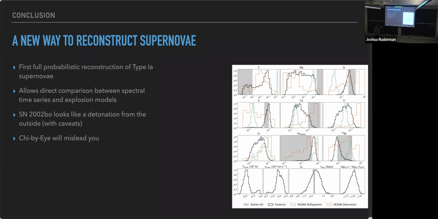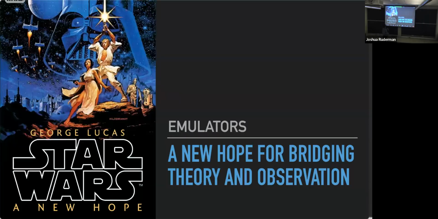Chi by eye, as I said, will mislead you, and I think this may be the wrong group to tell this to. I think everyone is sold on this. The next step is many more supernovae, and also multi-zone models. This is a little bit more tricky because you have these 200-dimensional things and emulators to build for this. But I really also want to highlight the work on the emulators. I think the emulators are really a new hope for bridging theory and observations.